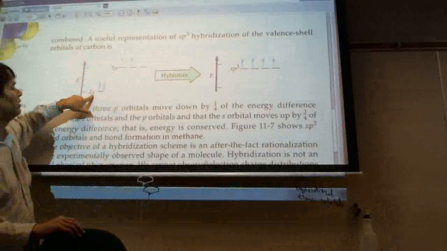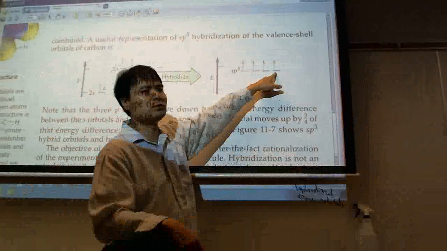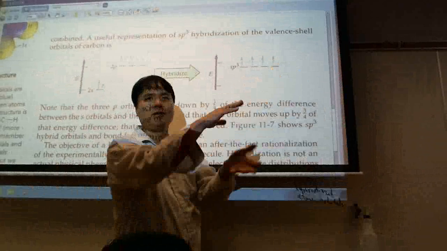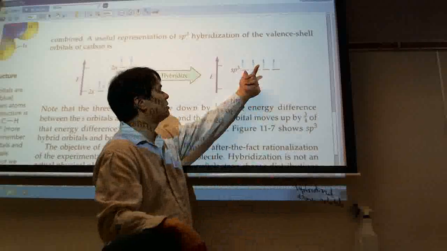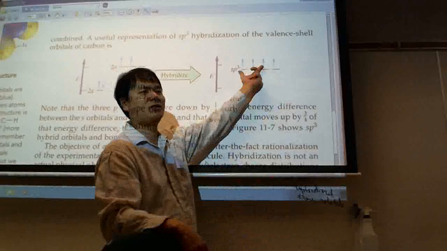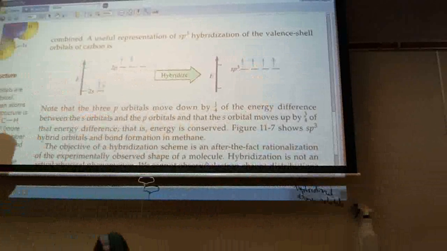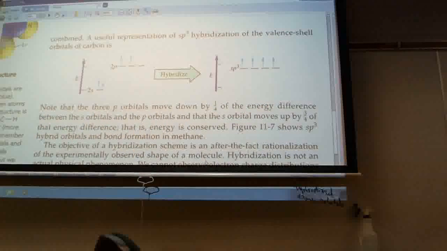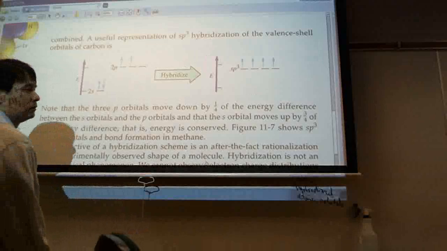We mix all 4 orbitals to come up with 4 new orbitals, and these new orbitals are going to spread apart to minimize repulsions. These are called the tetrahedral sp3 orbitals. And the 3 is because it's 1 part S, 3 parts P? Yeah, 1 part S, 3 parts P.